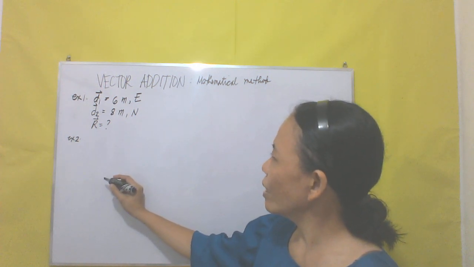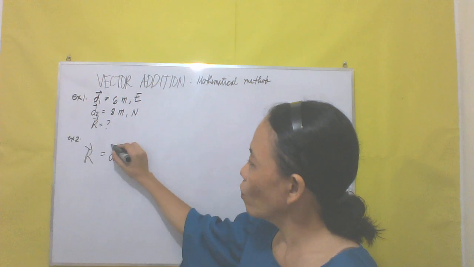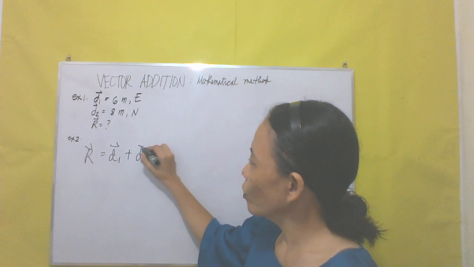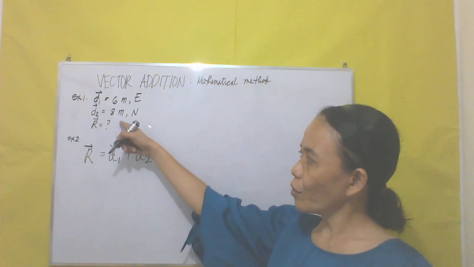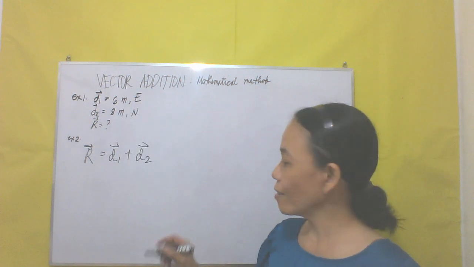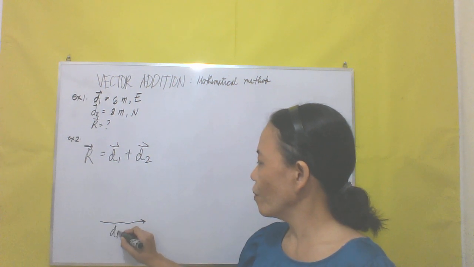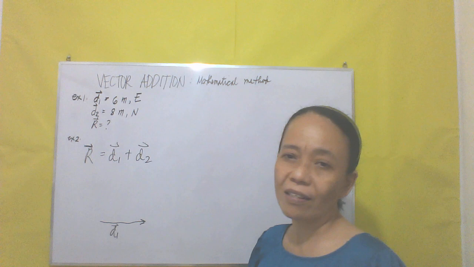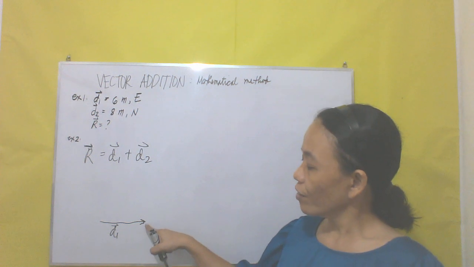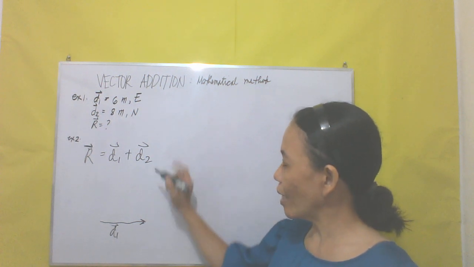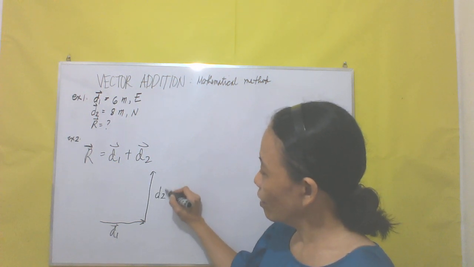So let us find d1 plus d2. Again, draw first d1, that is 6 meters east. This is our d1. Next, connect vector d2, or displacement 2, to the head of the first vector. So that is 8 meters north. This is d2.